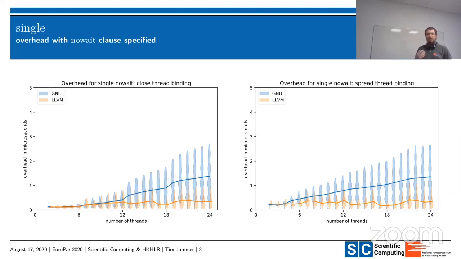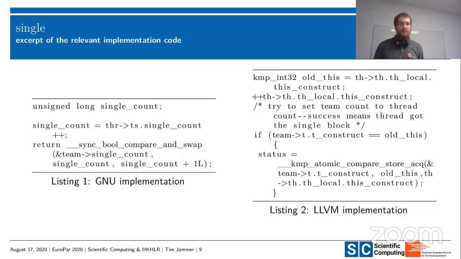So here we see that for the GNU implementation, the overhead rises, while it stays roughly the same for the LLVM implementation. And the key thing is, of course, why is this the case? Is the LLVM implementation really superior to the GNU implementation? So let's have a look into the source code.